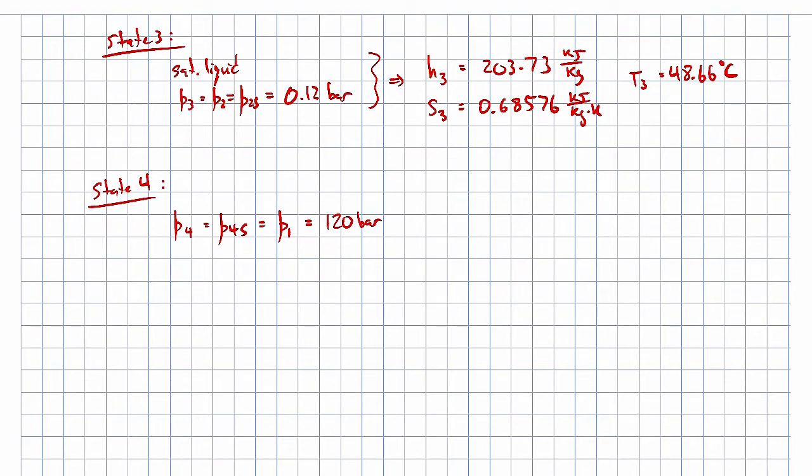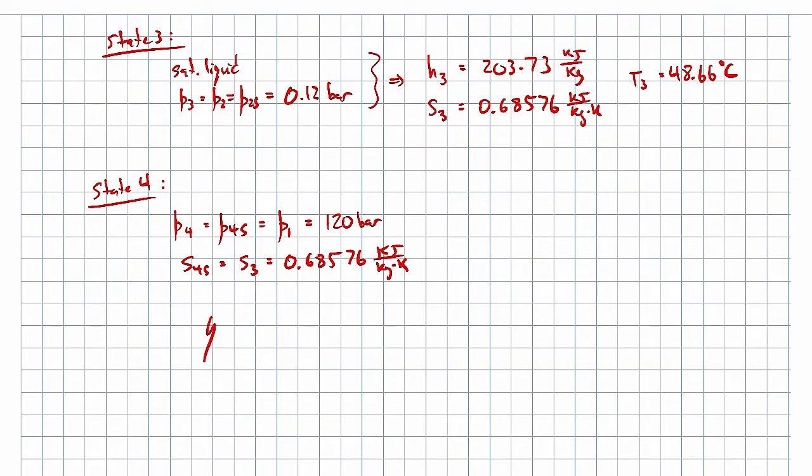And we also know S4s is equal to S3. So that's 0.68576 kilojoules per kilogram Kelvin. So we should be able to find then what the conditions are for state 4s, and then from that information we could find what's happening at state 4 using the pump isentropic efficiency.